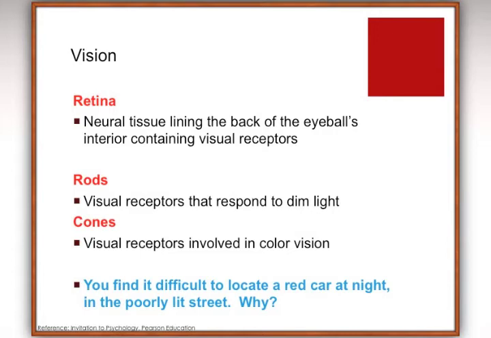To check your understanding, here is the question. You find it difficult to locate a red car at night in a poorly lit street. Why? Think about whether it is related to the natures of the cones or rods.